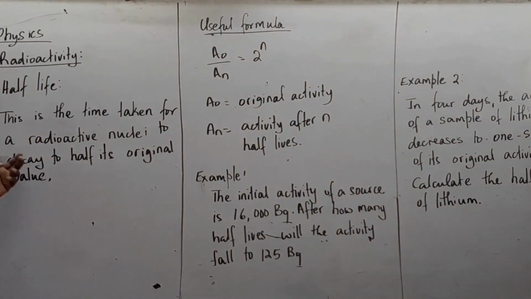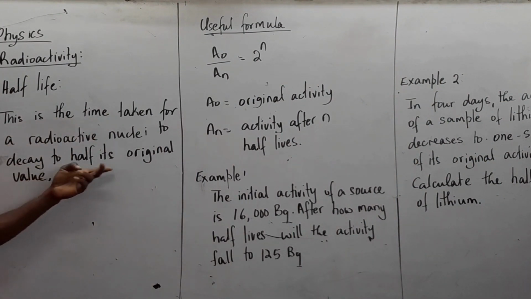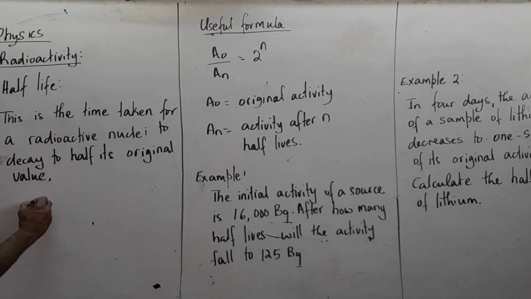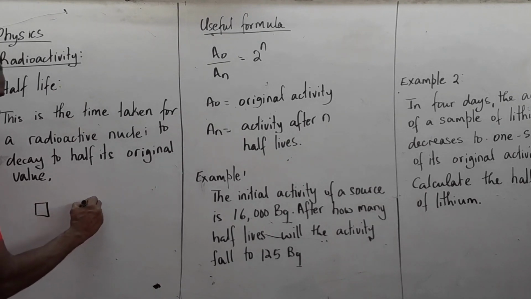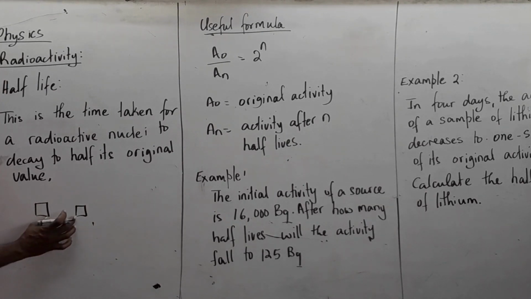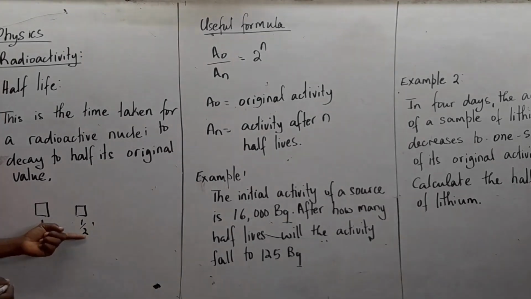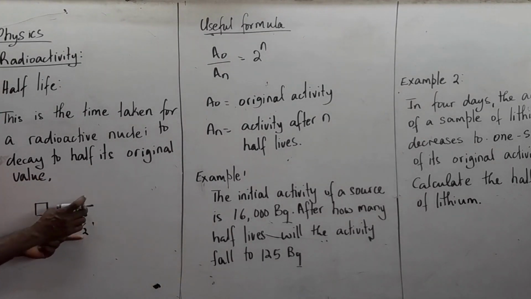What is half-life? Half-life is the time taken for radioactive nuclei to decay to half its original value. What we're basically saying is that if we have a radioactive nuclei, it is going to take a fixed amount of time for it to decay to half its original value. So if you just assume that the whole is 1, the time that it takes to decay to half is called the half-life. And again, we're talking about the time it takes for it to decay to half its original value.